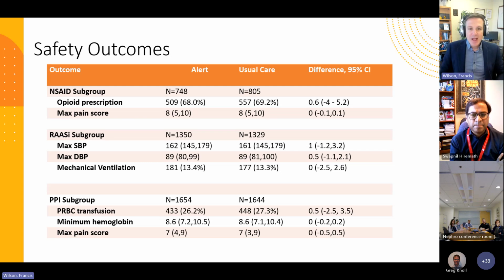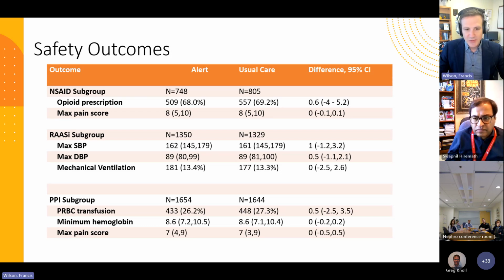Talking about safety outcomes, those things that we had pre-specified to look at just in case. What you can see, for example, in the NSAID group is that the opioid prescriptions were exactly the same. I mean, high, 70%, but the same across both groups. The maximum pain scores were very similar across both groups, also high. These are people who are receiving NSAIDs. They are in pain, but it didn't seem to matter if they were alert or usual care. No differences in blood pressure or mechanical ventilation in our ACE inhibitor group, and no signs of GI bleeding or increased transfusions or differences in hemoglobin in the proton pump inhibitor group.